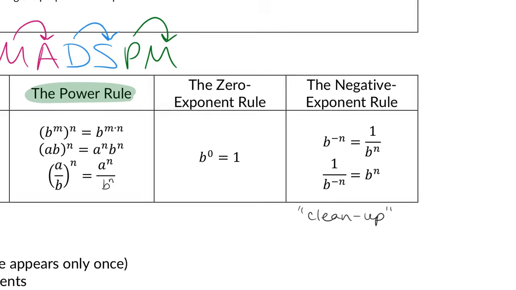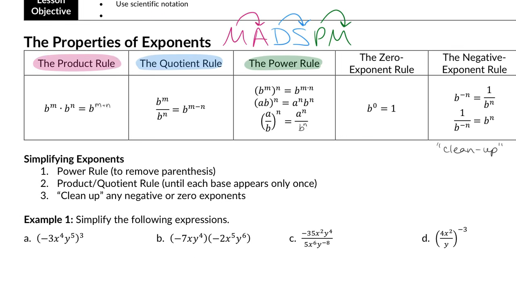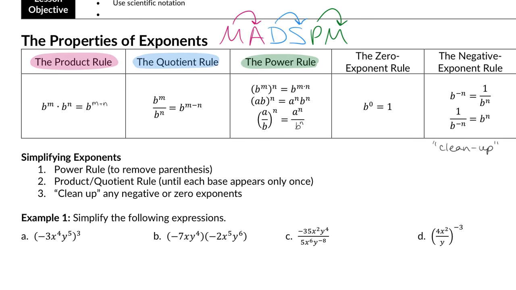All right. In general, the order in which you use the exponent properties is as follows. It's really PEMDAS, GEMDAS, right? You're going to use the power rule because of the parentheses. If there's something you can condense inside the parentheses, you do that first, obviously, but then you're going to do the power rule to take care of those parentheses. And then you will do the product and quotient rule, honestly, in whatever order you want, until each base appears only once. At the very end, you will clean up any negative exponents and get my answer looking nice and neat.